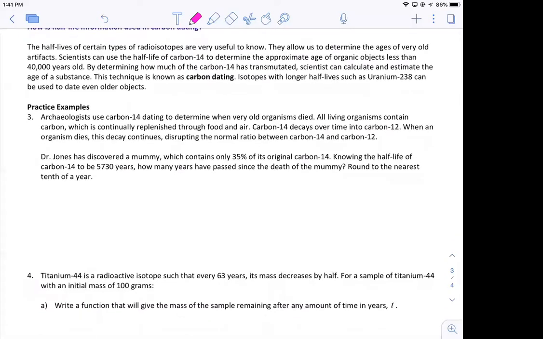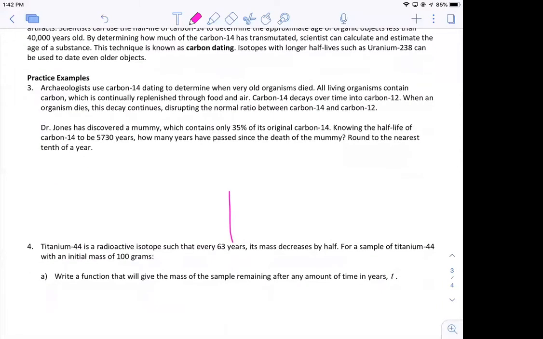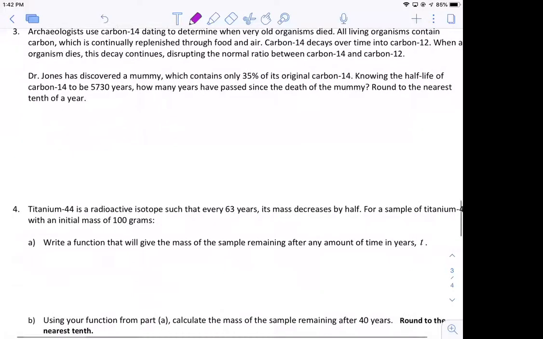So examples, archaeologists use carbon-14 dating to determine when very old organisms died. All living organisms contain carbon, which is continuously replenished through food and air. Carbon-14 decays over time to carbon-12. When an organism dies, this decay continues, disrupting the normal ratio between carbon-14 and carbon-12. So by measuring how much carbon-14 and carbon-12 is in organic matter, they can figure out how old something is.